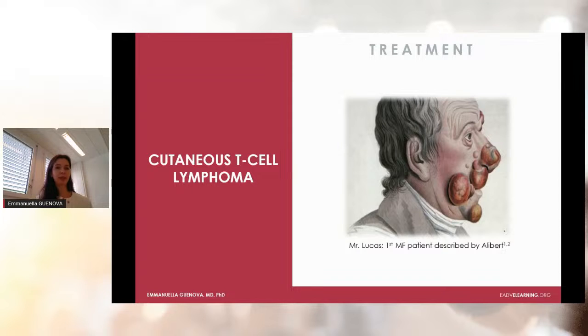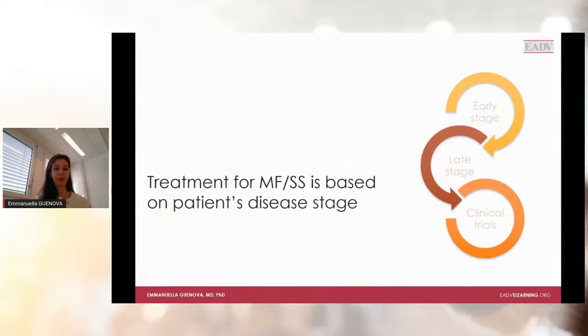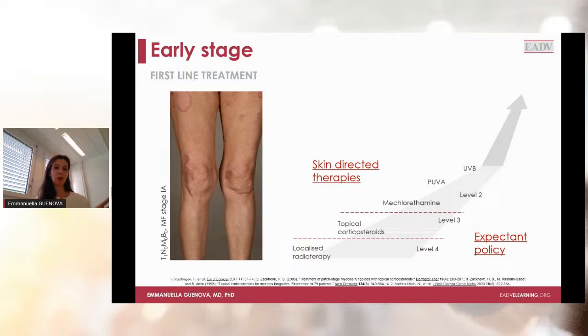How do we treat cutaneous lymphoma? Or better said, today we will discuss how we treat early and advanced stage mycosis fungoides and Sézary syndrome. Treatment is based on the patient's disease stage. So usually early stage disease, stage 1A to 2A, so skin-limited disease with patches and plaques. First-line treatment recommended is either expectant policy, watchful waiting, as the prognosis is favorable in this stage of the disease, or skin-directed therapies. And here you see the level of evidence from level 4, the lowest, towards level 2. Level 1 we do not have yet, for the lack of big prospective randomized clinical trials on skin-directed therapies.